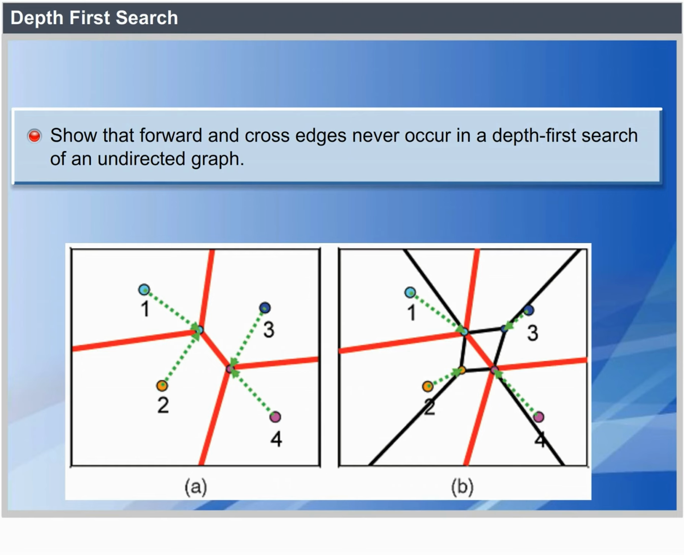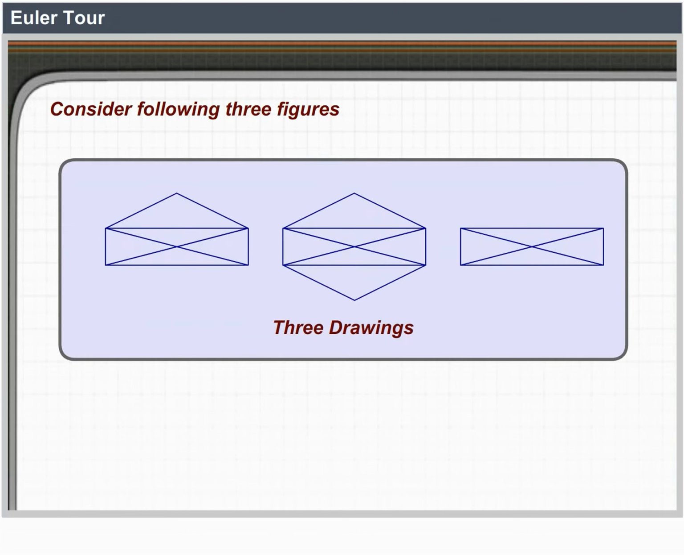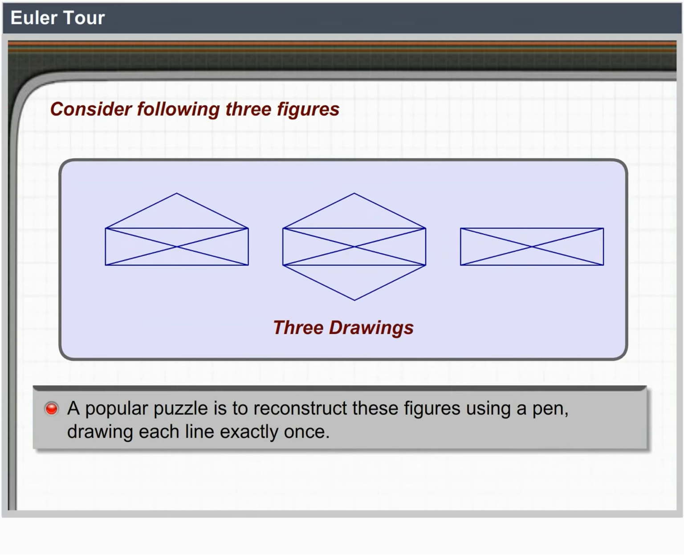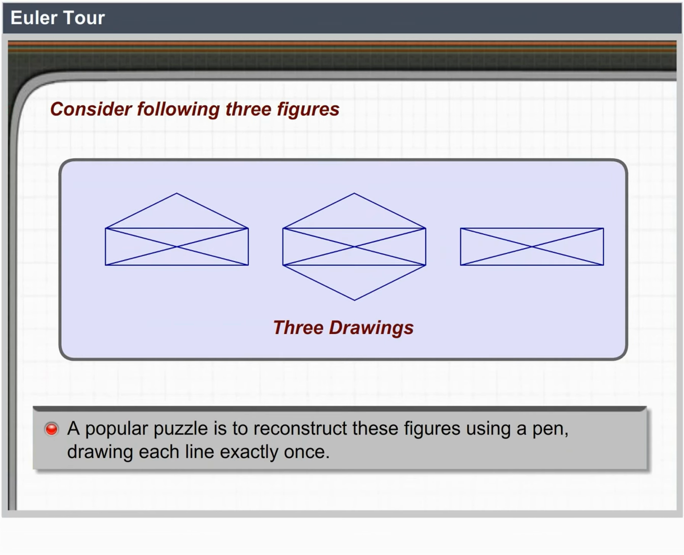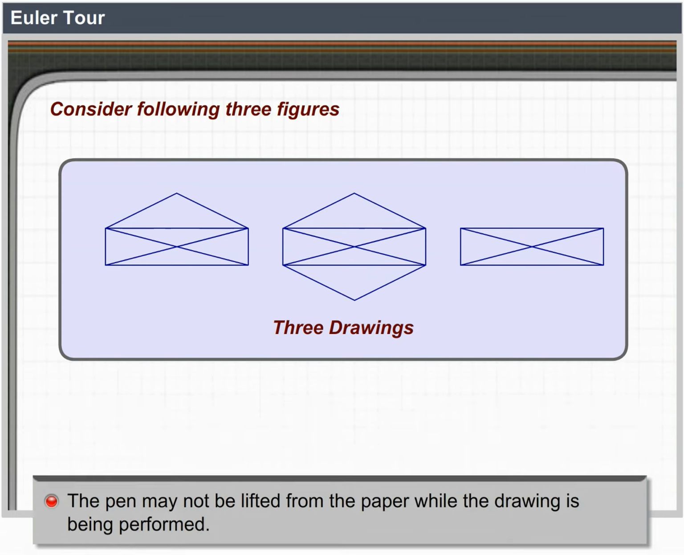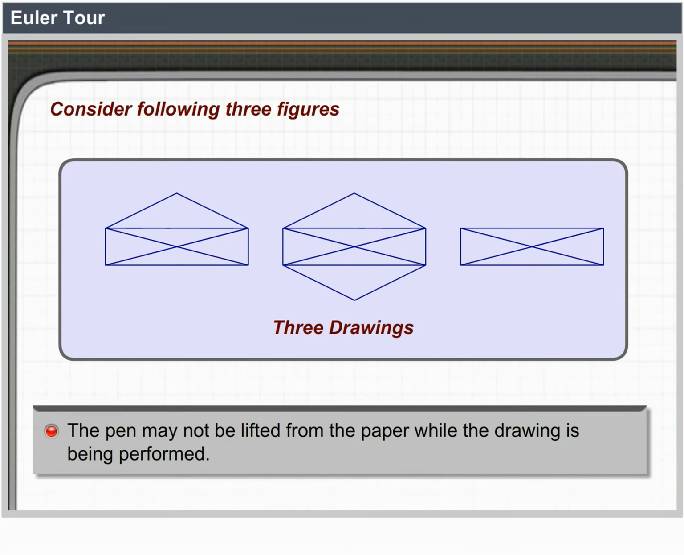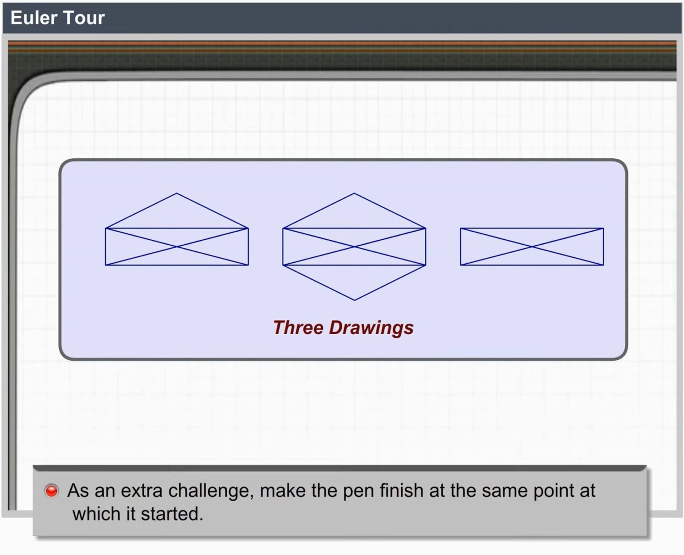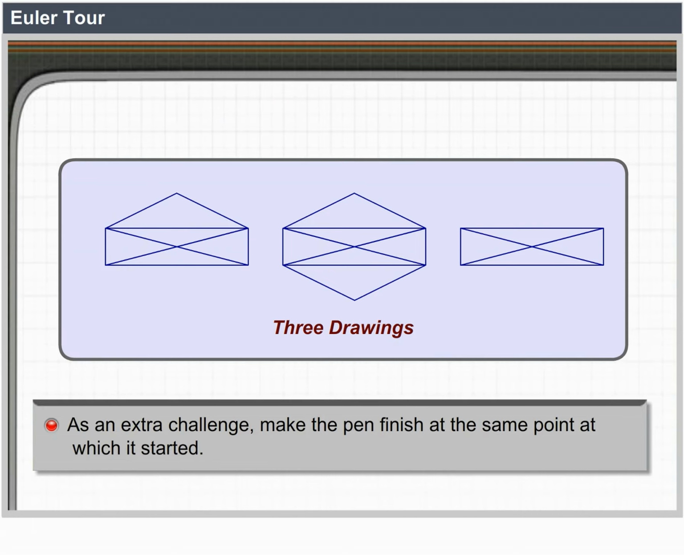Euler 2. Consider the following 3 figures. A popular puzzle is to reconstruct these 3 figures using a pen, drawing each line exactly once. The pen may not be lifted from the paper while the drawing is being performed. As an extra challenge, make the pen finish at the same point at which it started.